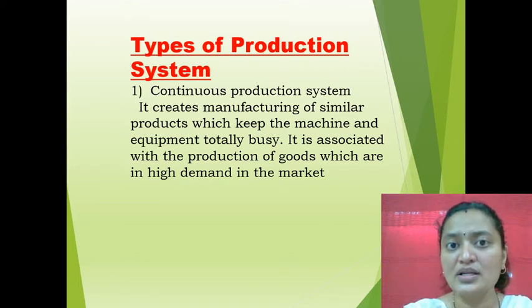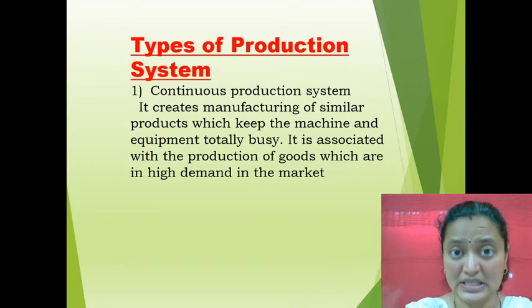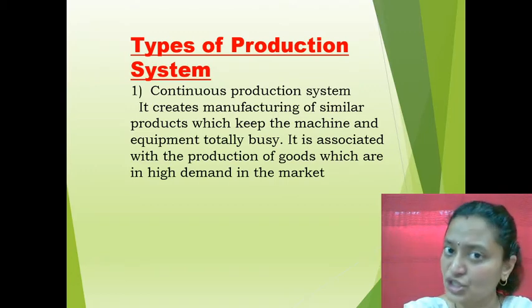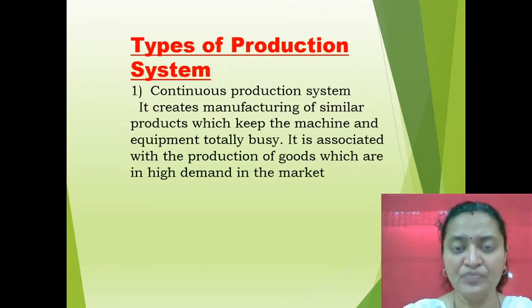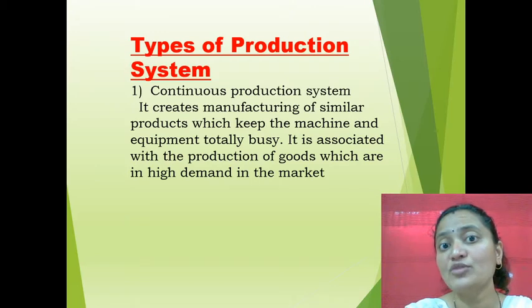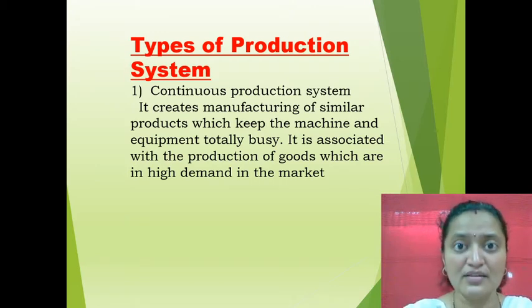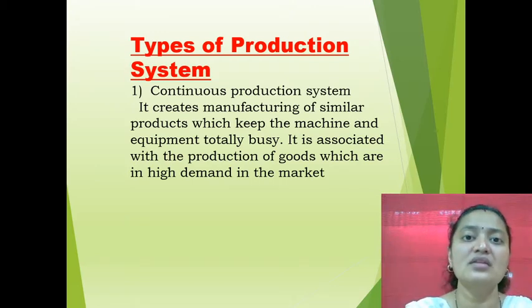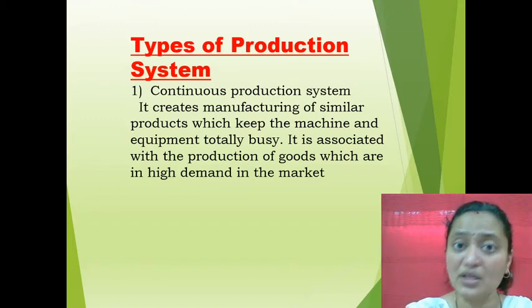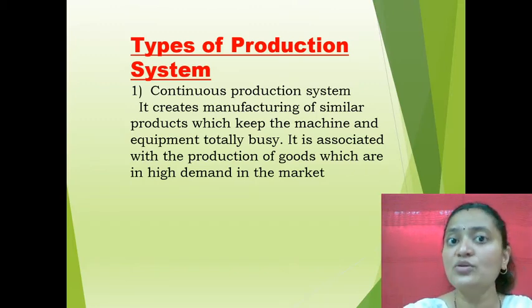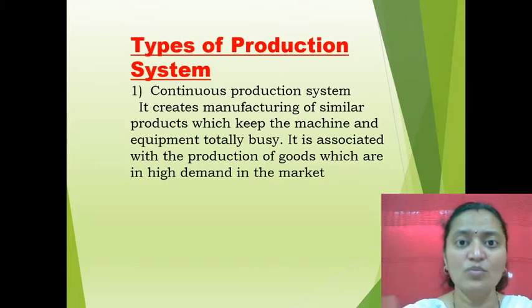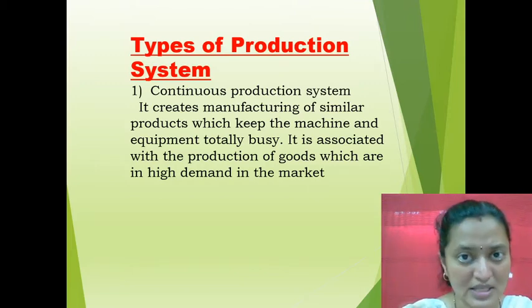So you need to understand what continuous production system means. It works continuously. It can be machine or equipment. The flow is a continuous process and it keeps them busy, and it is associated with the production of goods which are in high demand in the market, where the customers will be demanding more. Only such products have more demand in the market. So that is called a continuous production system.